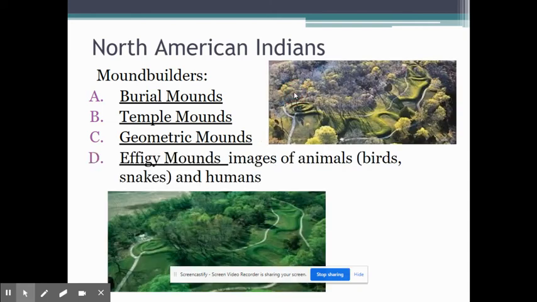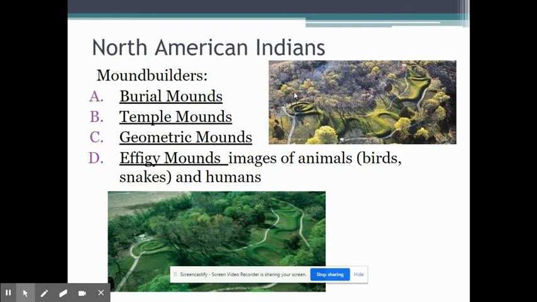The fourth type of burial mound is probably a new word for you, effigy. So go ahead and write that in the fourth blank. Effigy mounds, again, are images or shapes, but in this case, they are actually shapes of a living creature. In most cases, probably an animal like a bird or a snake.